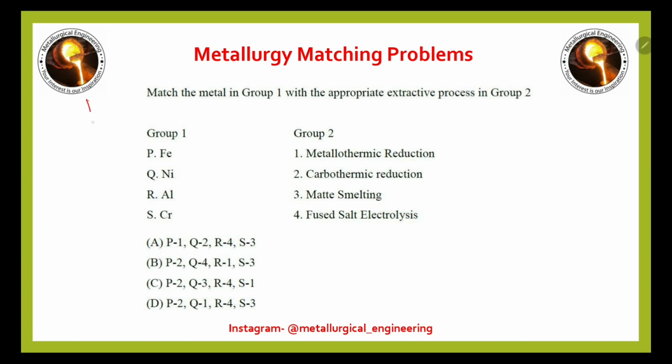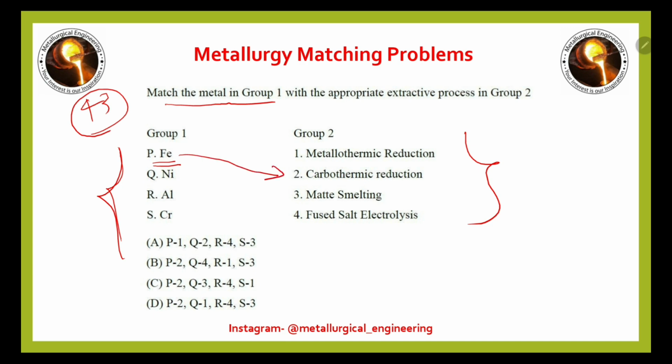Now this is the 43rd problem, in which we have to match the metal in group 1 with the appropriate extractive process in group 2. We have already seen some of these problems in our earlier videos. So iron is for carbothermic reduction, nickel is for matte smelting, aluminium is for fused salt electrolysis, and chromium is for metallothermic reaction. So the option is C here, P2 Q3 R4 and S1.